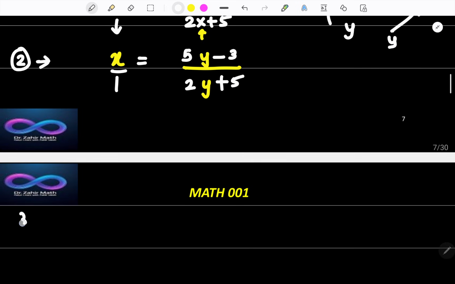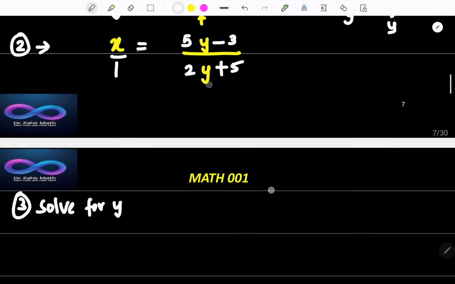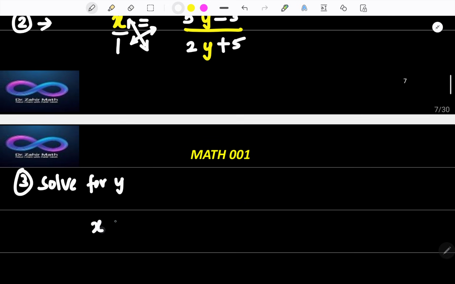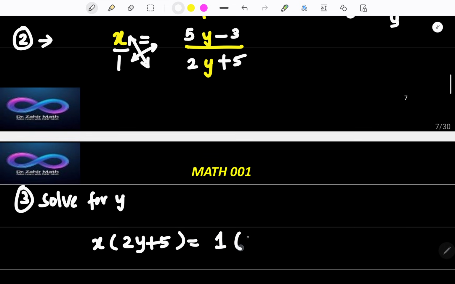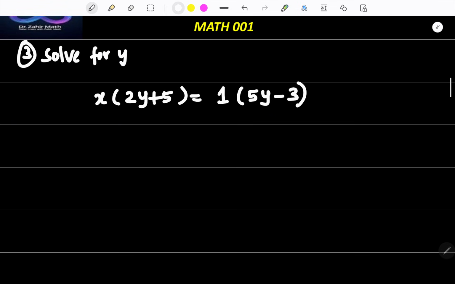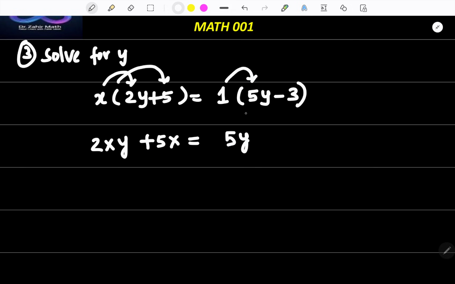Now I'm going to solve for y. Step number 3 is solve for y. Both places I have y. So I'm going to cross multiply. X multiply 2y plus 5 is equal to 1 multiply 5y minus 3. In Arabic we call it Magas. So x into 2y is 2xy. X into 5 is 5x, equals 1 into 5y is 5y. 1 into minus 3 is minus 3.